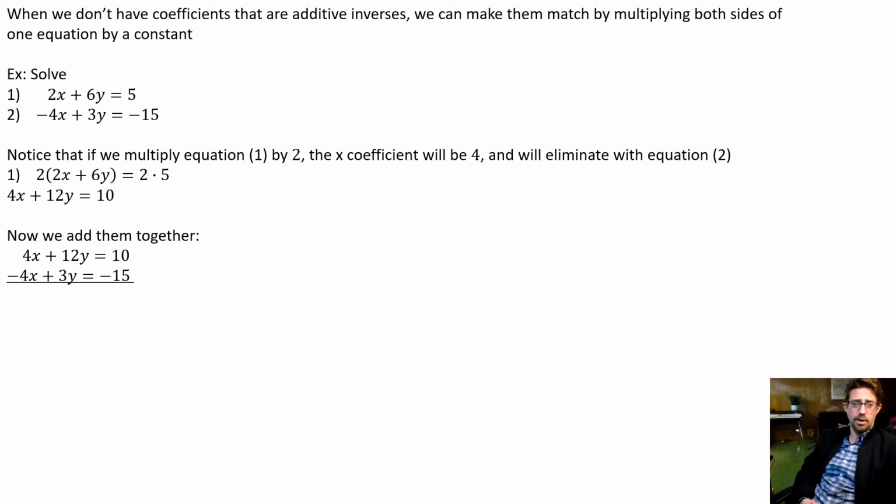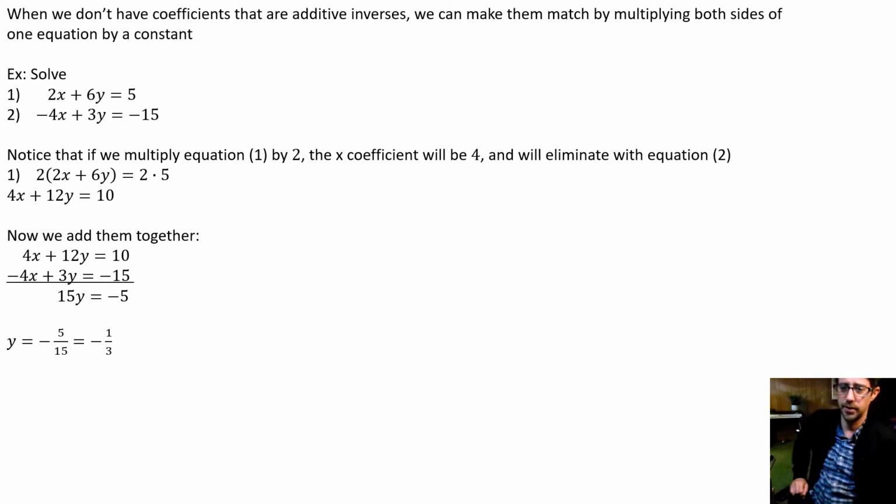Okay, smash them together. The x's go away. 12y plus 3y is 15y. 10 minus 15 is negative 5. So we're always adding, and then just divide by 15. Like that. So y equals negative 1/3.